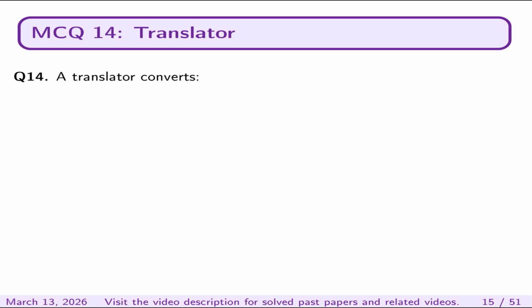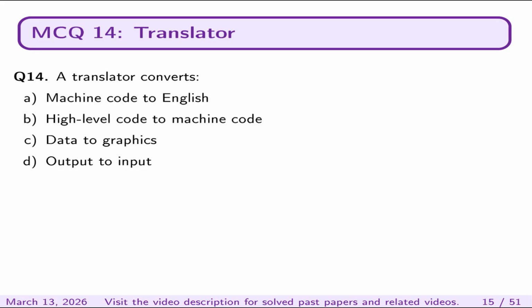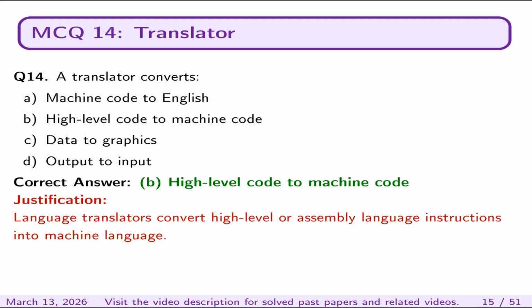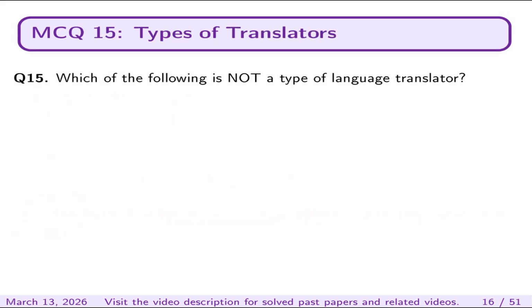Question number 14. A translator converts machine code to English, high-level code to machine code, data to graphics, output to input. The correct option is high-level code to machine code, because language translators convert high-level or assembly language instructions into machine language.